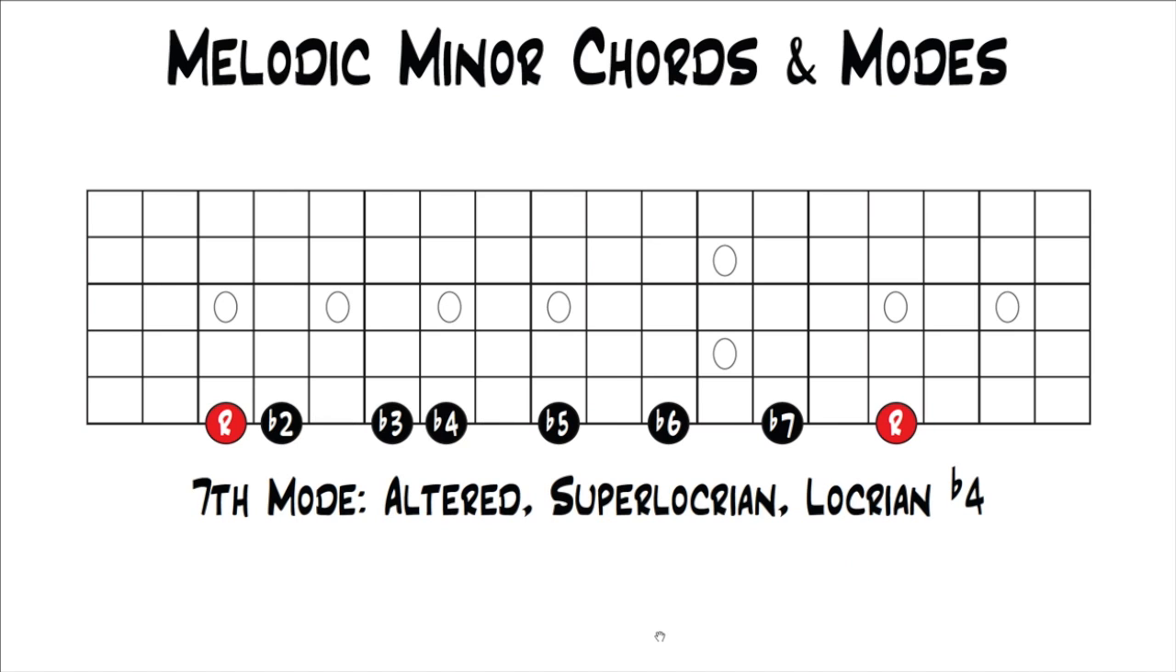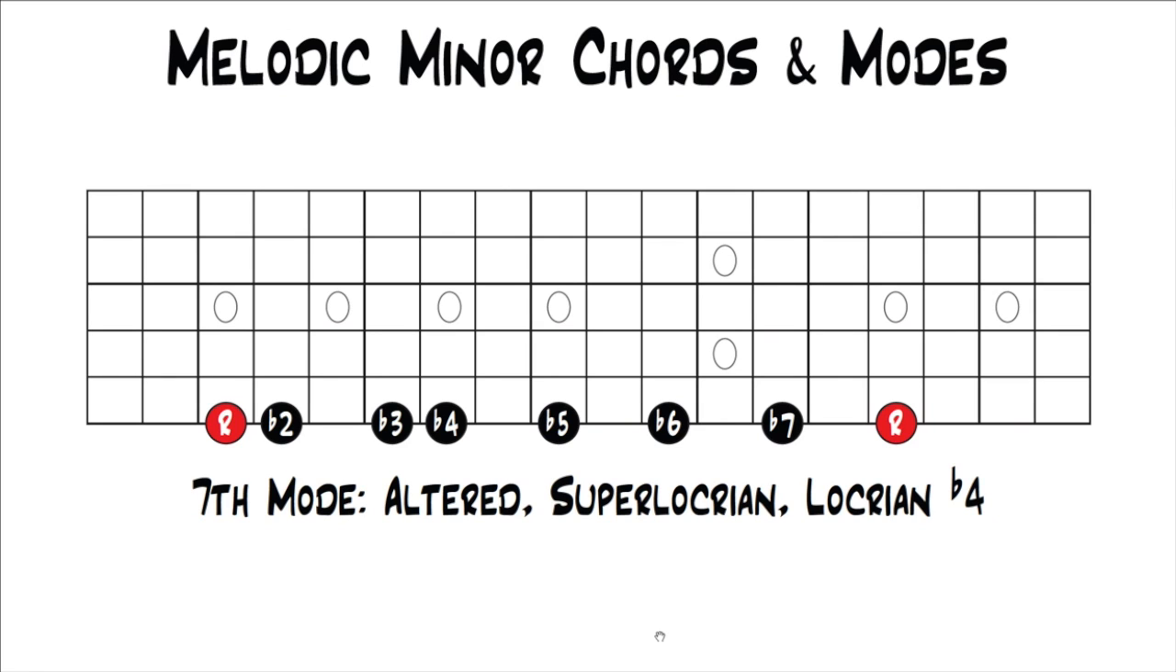The last mode is a very common mode, especially in jazz, used all the time. It's called the altered mode, the super Locrian mode, sometimes the Locrian flat 4. There are other names for it, because a lot of these modes have lots of names. The two most common you'll hear are altered or super Locrian, especially altered when you're talking about jazz. It's called that a lot.